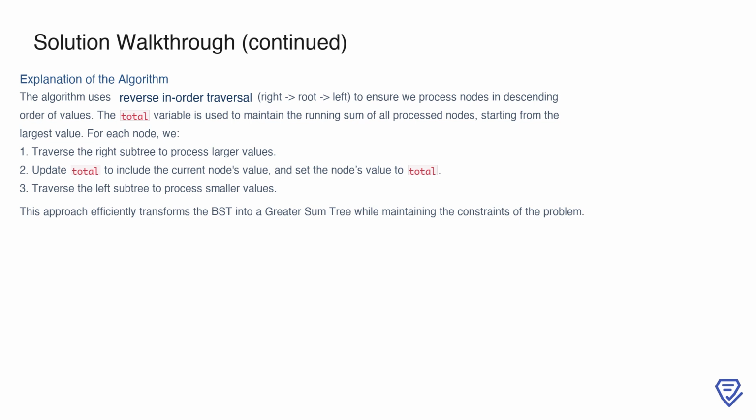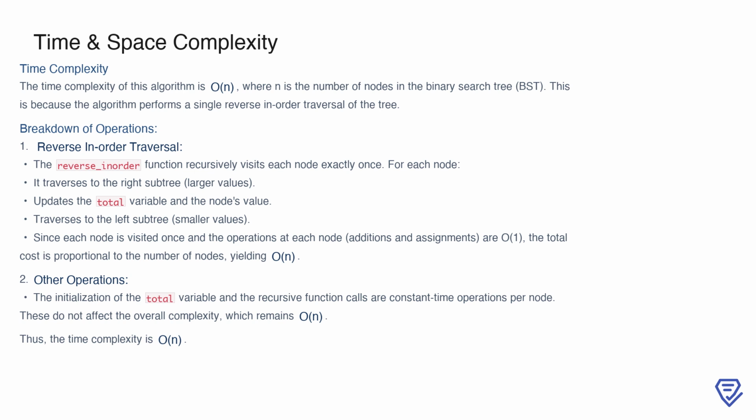This approach ensures that the tree is transformed into a greater sum tree in a single traversal, adhering to the constraints of the problem. The use of a cumulative sum and the descending order of processing make this method both intuitive and efficient. The time complexity of this algorithm is O(n), where n is the number of nodes in the binary search tree. This is because the algorithm performs a single reverse in-order traversal of the tree, ensuring that each node is visited exactly once.